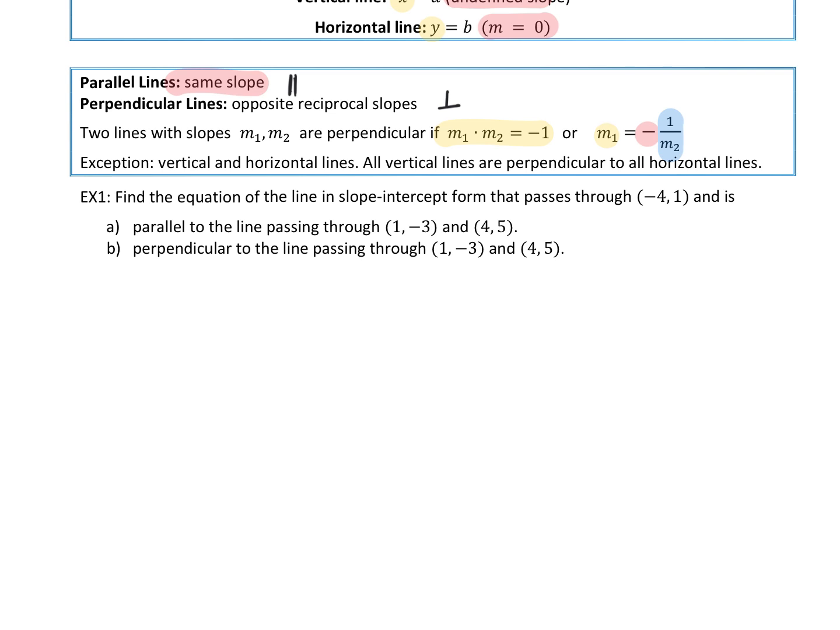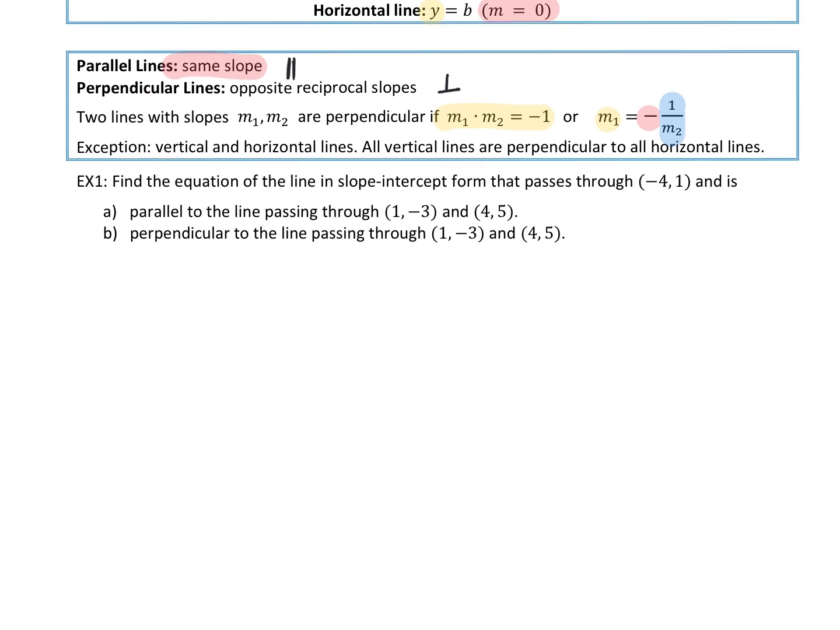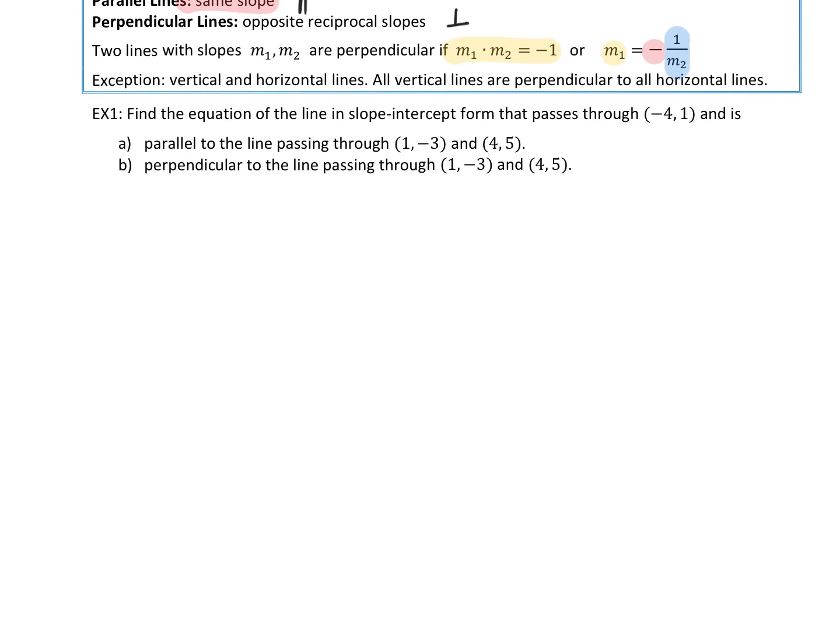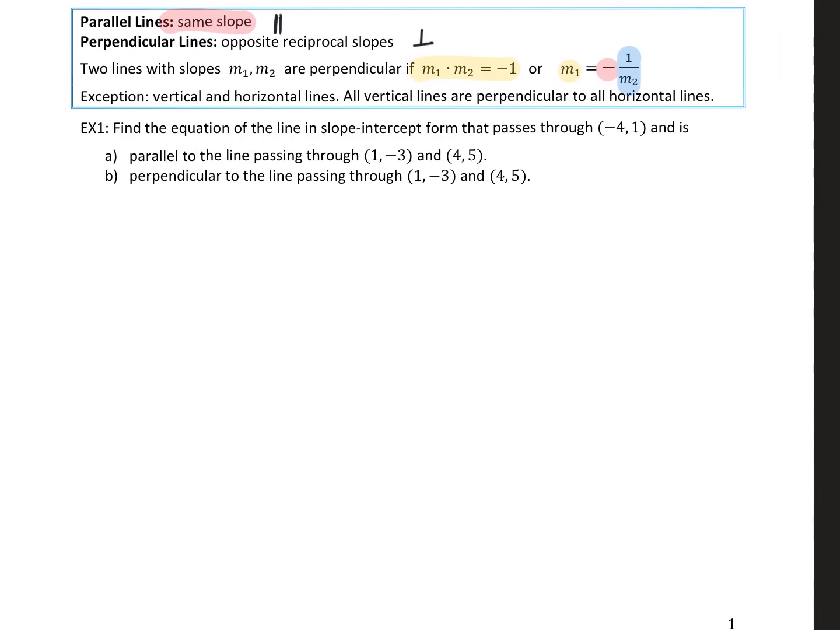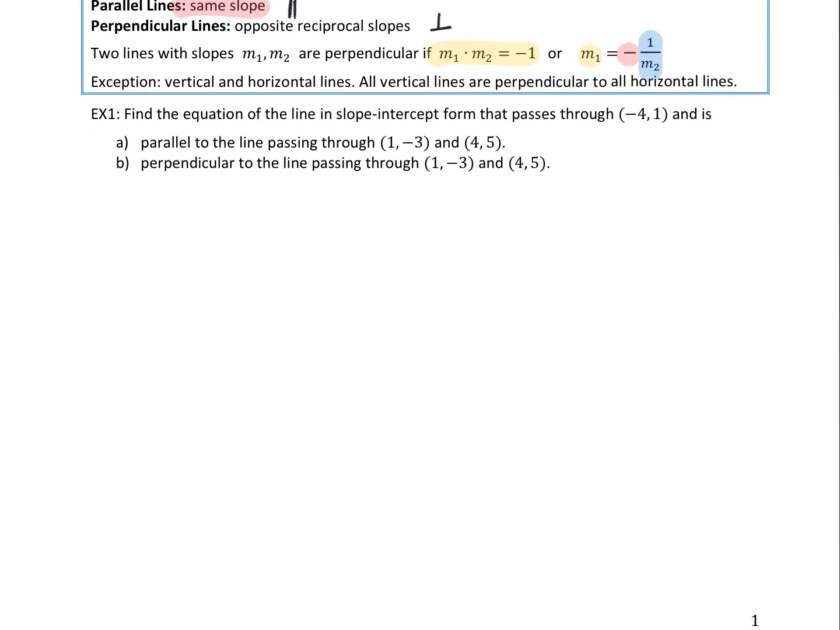So example 1, find the equation of the line in slope-intercept form that passes through -4, 1, and is A, parallel to the line passing through 1, 3, and 4, 5, or B, perpendicular to the line passing through 1, -3, and 4, 5. Okay, so this problem hinges on finding our slope from another line.